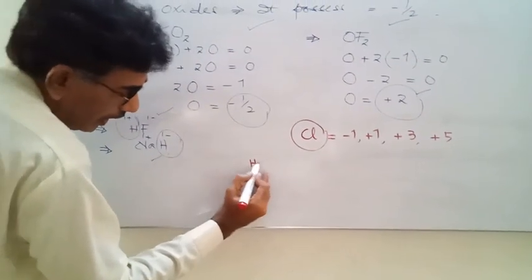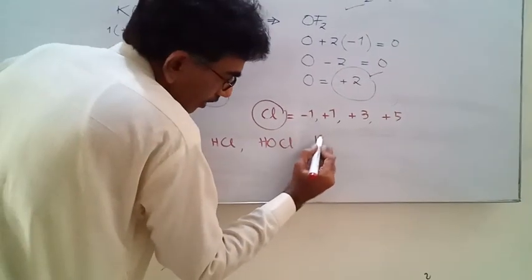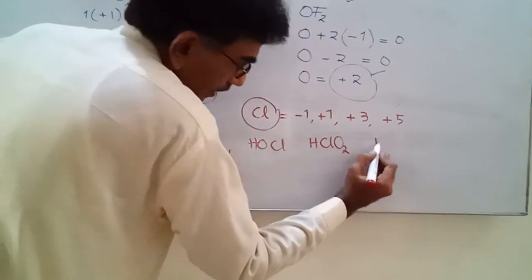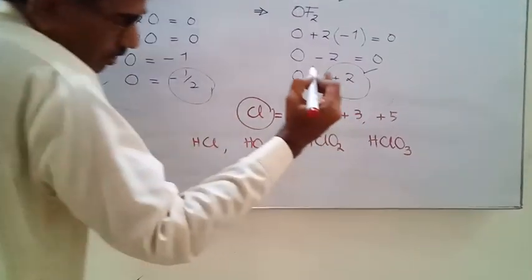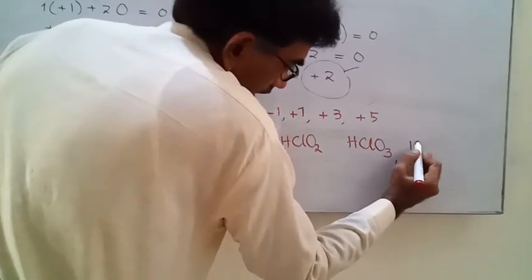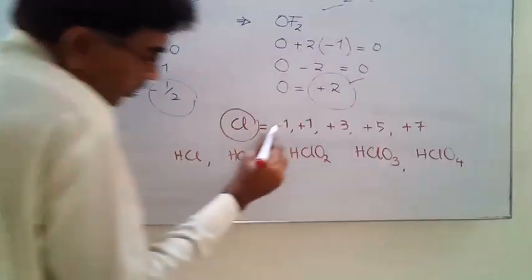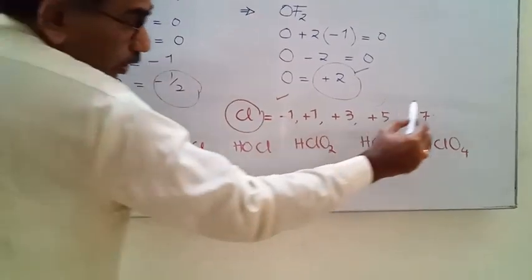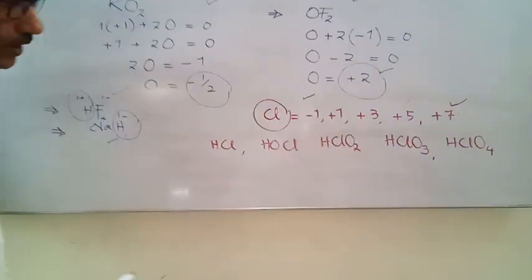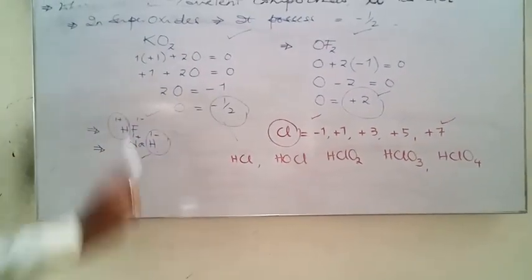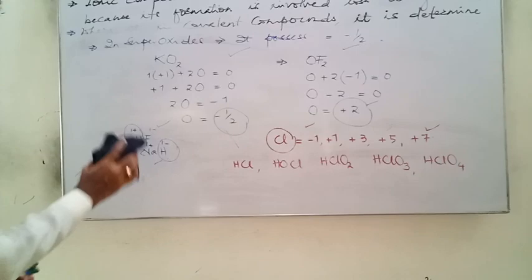Likewise, in hydrogen chloride you have hypochlorous acid, and then you have HClO2, chlorous acid. We have it like that, and it ranges from -1 to +7. Means we have the change in the charge, and we also have a change in the number. So these are the certain rules which we can apply for any determination.